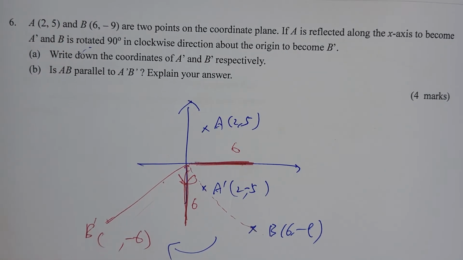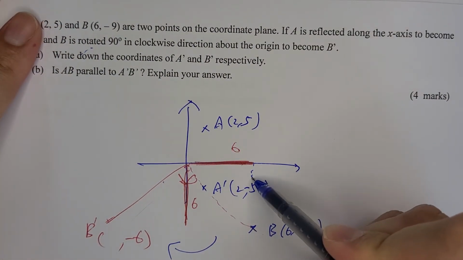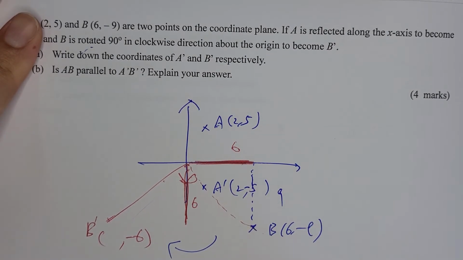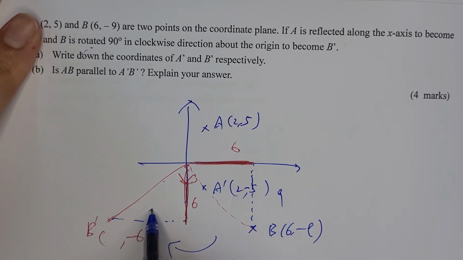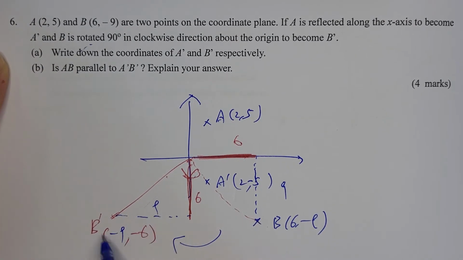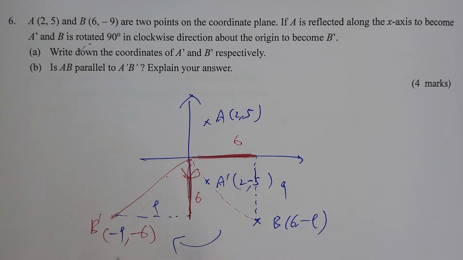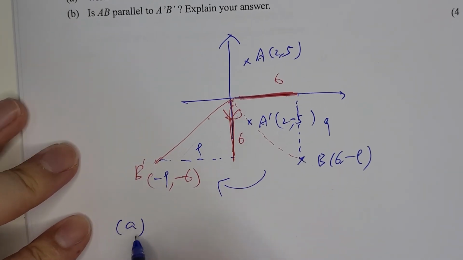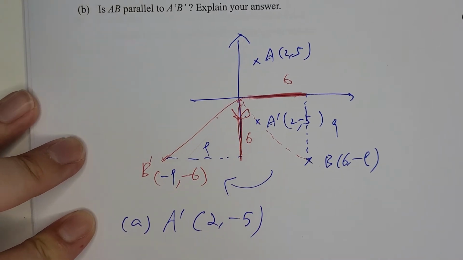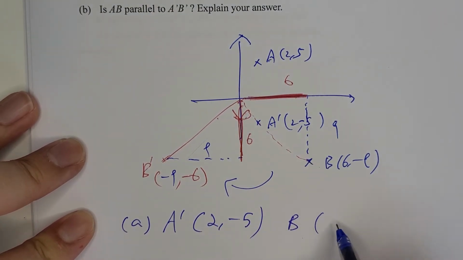And similarly, the original vertical distance of B is 9. I'm talking about distance only. After you do the rotation, the horizontal distance becomes 9. So here it is negative 9. Okay? Because the point B prime lies on this part. So for part A, you can write down the answer directly. A prime, that is 2, negative 5. And B prime, that is negative 9, negative 6.